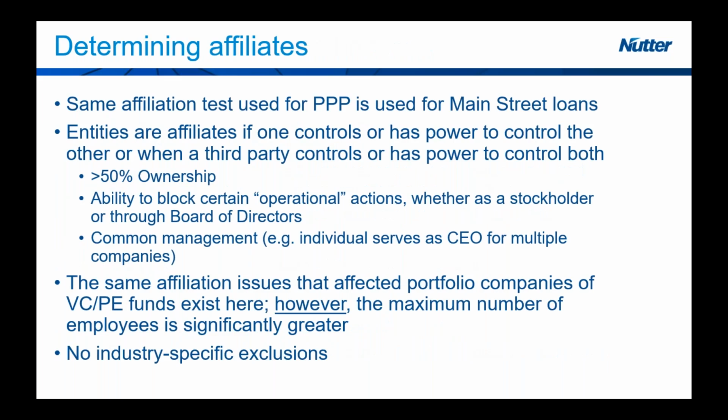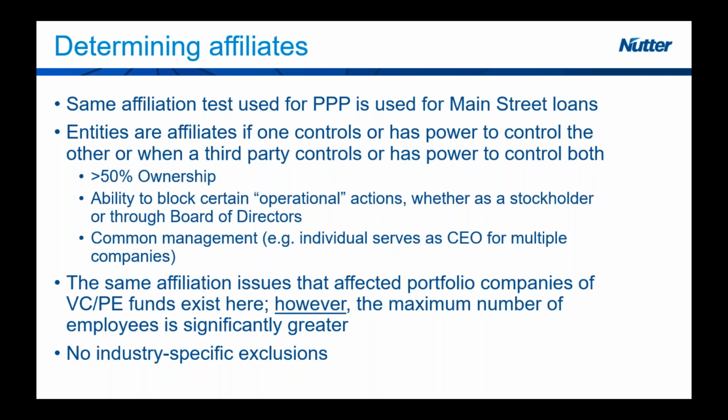As I mentioned, the affiliate analysis will be important for a number of different kinds of borrowers, similarly to the PPP program. Generally speaking, entities are affiliated if one entity has control or power to control the other, or when a third party controls or has power to control both. The obvious example here is majority ownership, and affiliation will be presumed in that case.